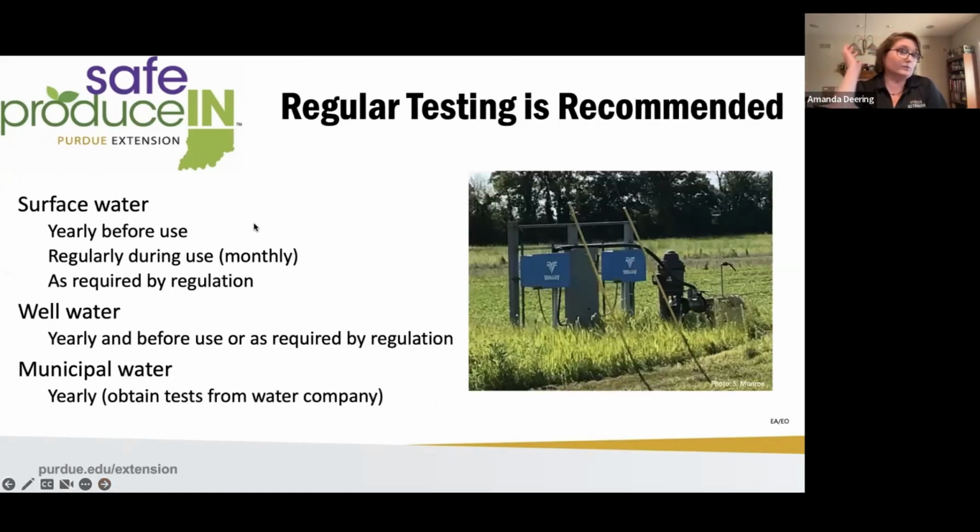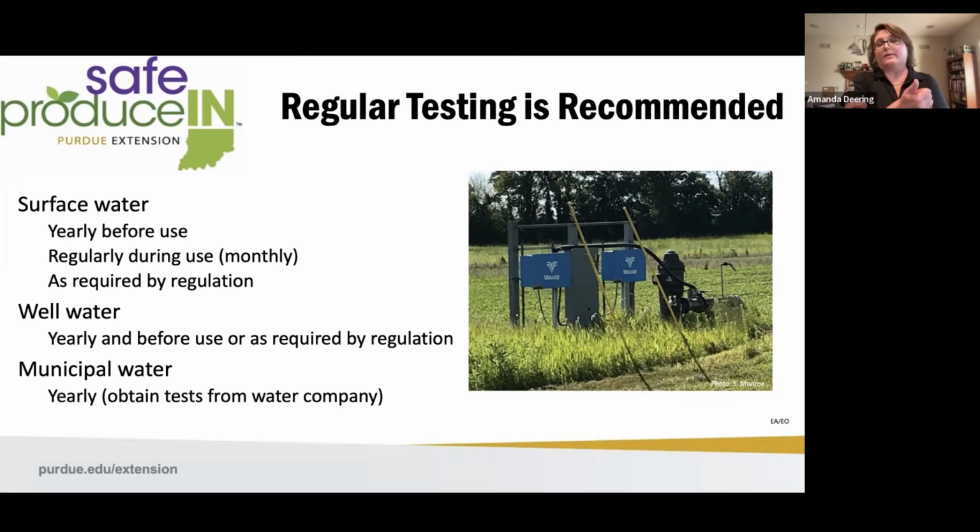So this is the recommended testing schedule, but again, probably most people aren't required to do any testing. But we recommend, if you're using surface water, testing yearly before use, and then monthly while you're using it, so June, July, August, whatever, or of course as required by regulation. But if you're small enough, there usually isn't any requirement to test your water.